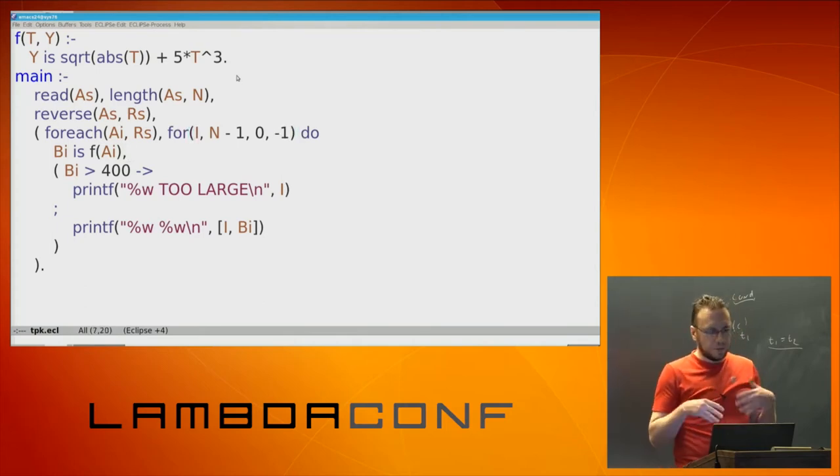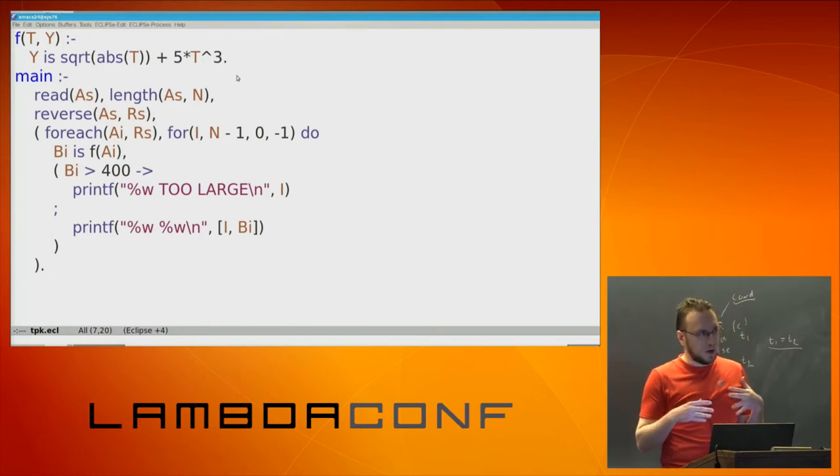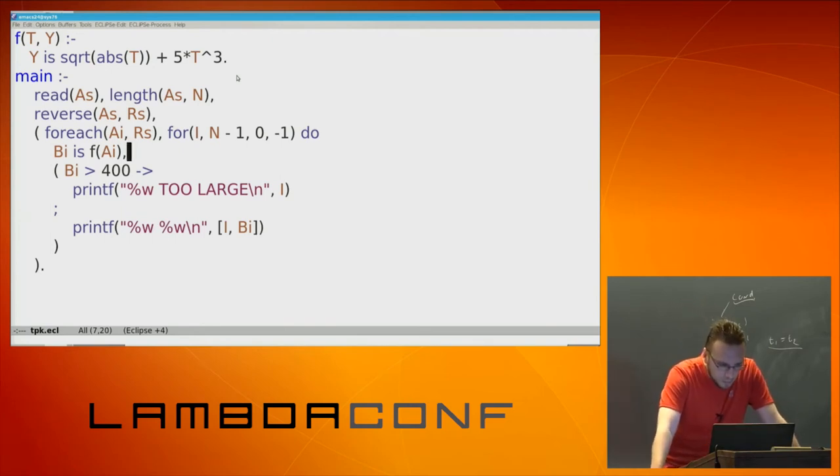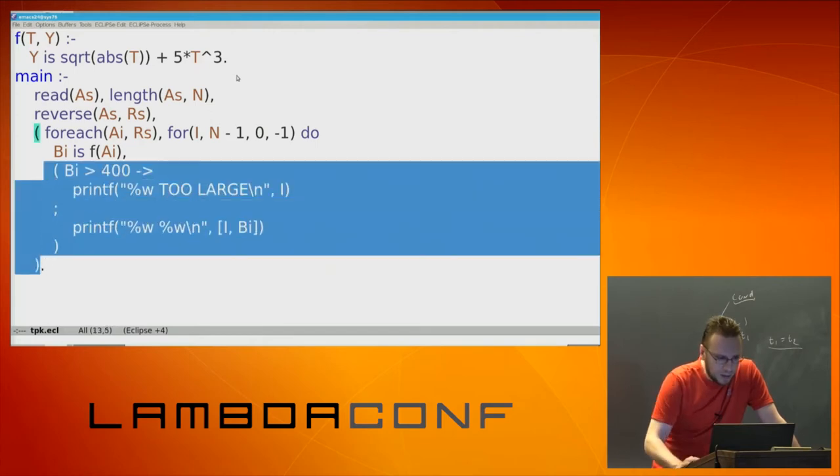Please note that variables should start with a capital letter in Prolog and in ECLiPSe, or with an underscore. So we have this loop. In this loop, we get a value for each A_I of this f function. And this is an if-then-else construct.